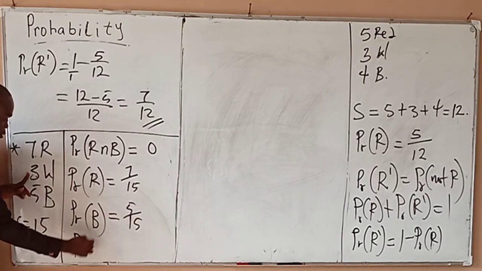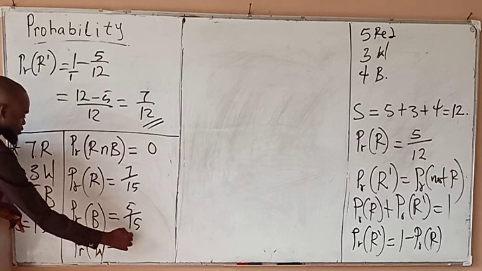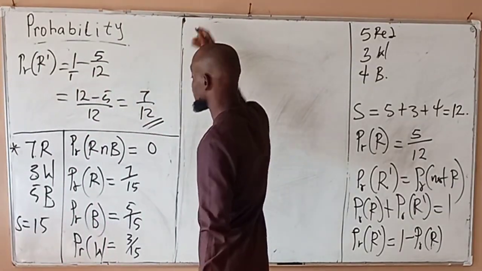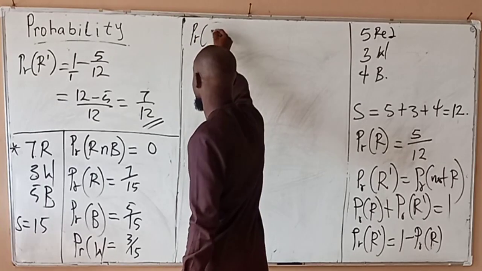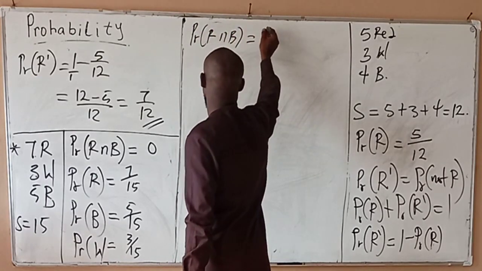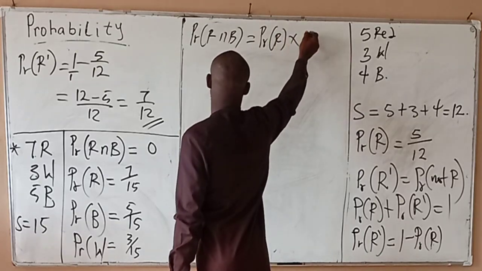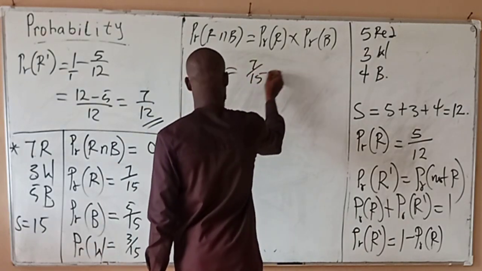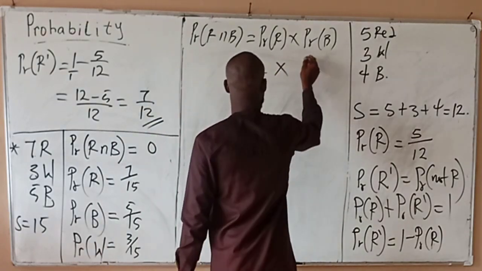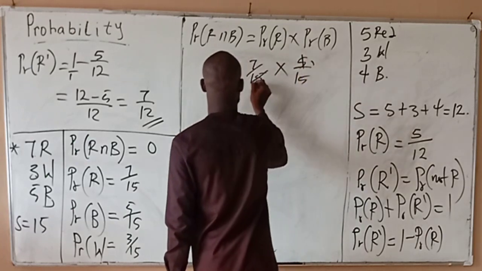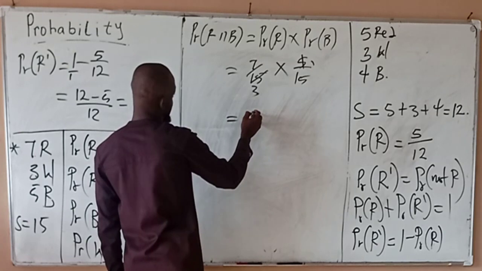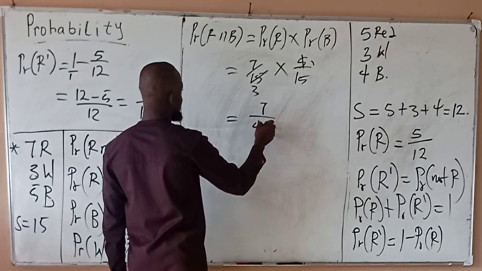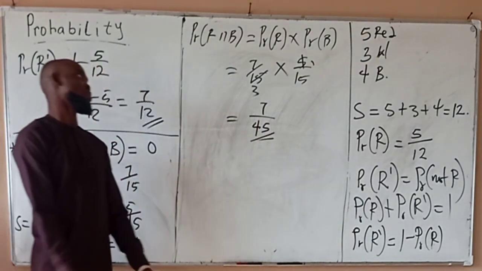Now, what is the probability of drawing a white ball? The probability of drawing a white ball is 3 over 15. That's the specific probabilities. Now, the probability of obtaining red and blue, if you draw 2 balls, will be equal to the probability of red times the probability of blue. So that will be 7 over 15 times 5 over 15. 5 here 1, 5 here 3. So we're going to have 7 over 3 times 15, which is 45.